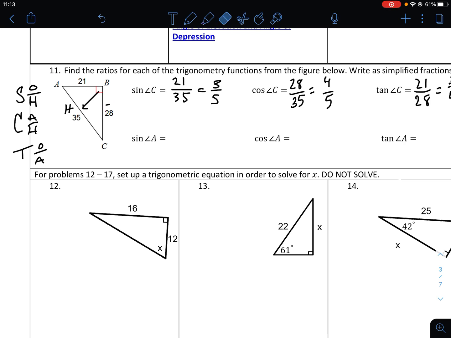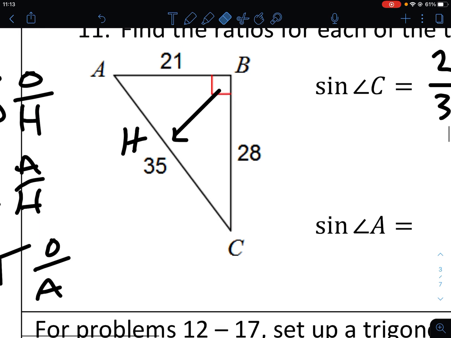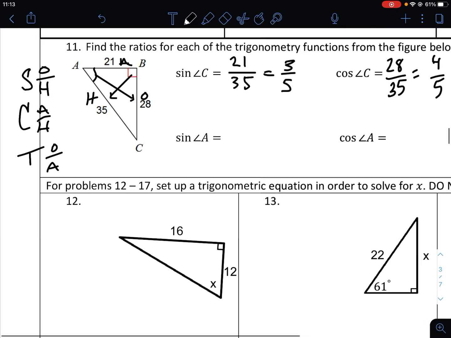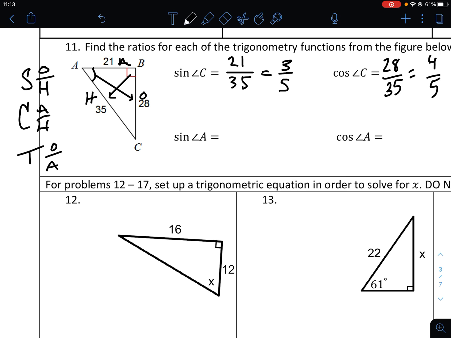Now, the last row has us finding the sine, cosine, and tangent of angle A. I'm going to leave the hypotenuse the same, but I'm going to come over to angle A now and switch that opposite and adjacent side. The opposite is now the side length 28, and the adjacent side is the side with length 21. So for the sine of angle A, again, opposite over hypotenuse is 28 over 35.